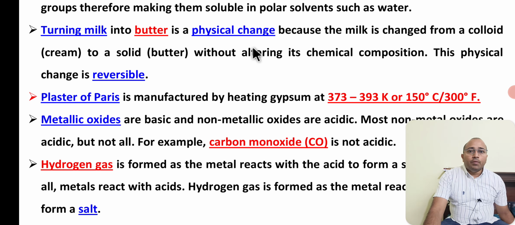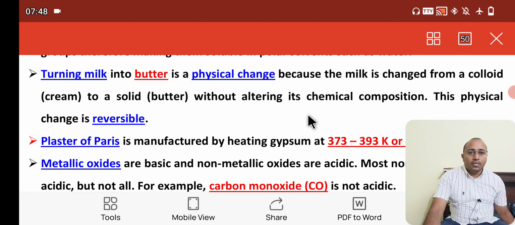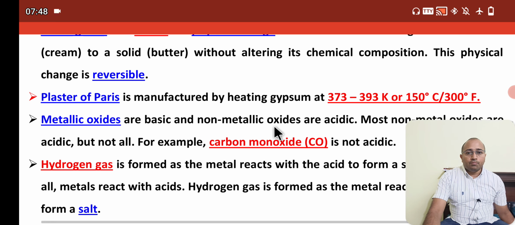Turning milk into butter is a physical change, guys, because the milk is changed from a colloid, that is cream, to a solid, that is butter, without altering the chemical composition. The physical change is a reversible process.